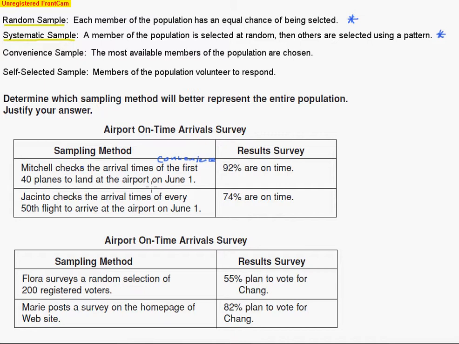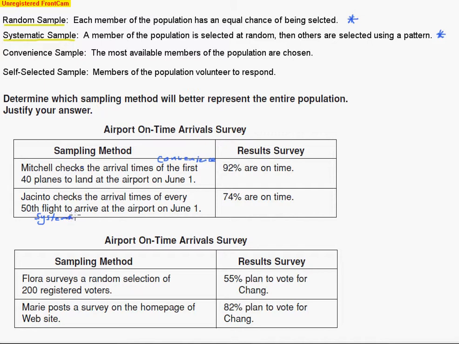Looking at the next one, again, his results were 92% on time, but possibly it was good weather in the beginning on June 1st, but then maybe later on in the day a thunderstorm popped up and it wasn't as good of weather, so maybe some were not on time after that. Well, Jacinto checks the arrival time of every 50th flight. And so if he does every 50th, this is where we are doing it in a pattern. He's using a system to be able to select which ones he's going to look at. And so this is a systematic.